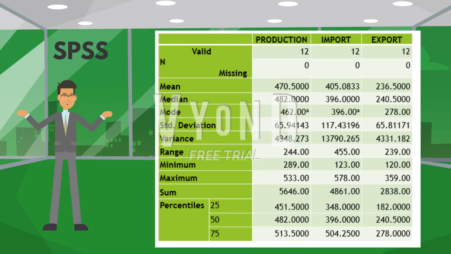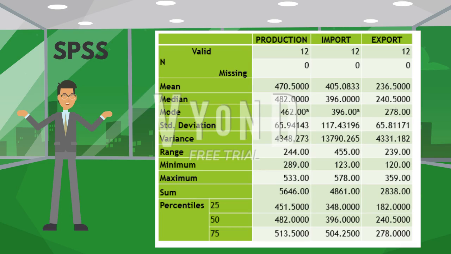Median is the middle number of the sequence. The median in the statistical data for production is 482.0000, for import is 396.0000, and export is 240.5000. Next, mode. Mode is the number that occurs most often. The mode for production is 462.00, for import is 396.00 and the mode for export is 278.00.